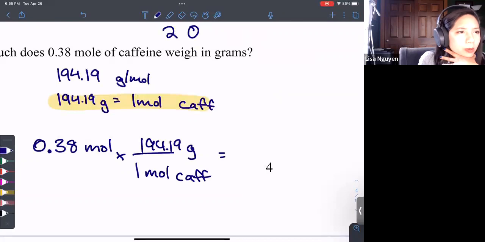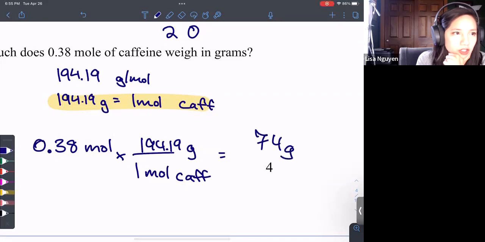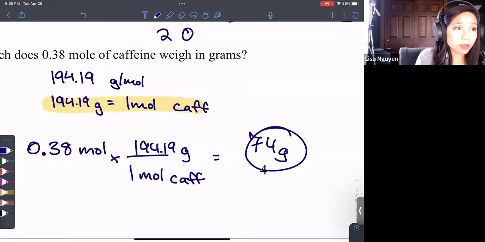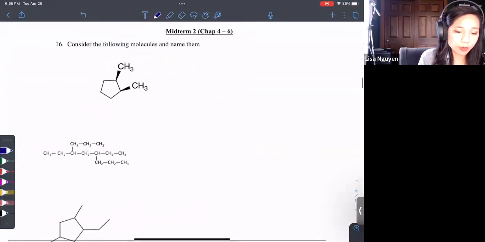What is a reasonable number of sig figs to report here? 2 sig figs. Yes, 2 sig figs. So whatever that is, 74. I think that's the answer. Okay, so that's midterm 1. Let's go on to midterm 2.